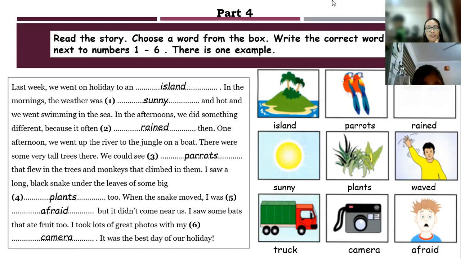Last week, we went on holiday to an island. In the mornings, the weather was sunny and hot, and we went swimming in the sea. In the afternoons, we did something different because it often rained. One afternoon, we went up the river to the jungle on a boat. There were some very tall trees. There we could see parrots that flew in the trees and monkeys that climbed in them. I saw a long black snake under the leaves of some big plants too. When the snake moved, I was afraid, but it didn't come near us. I saw some bats that ate food too. I took lots of great photos with my camera. It was the best day of our holiday.